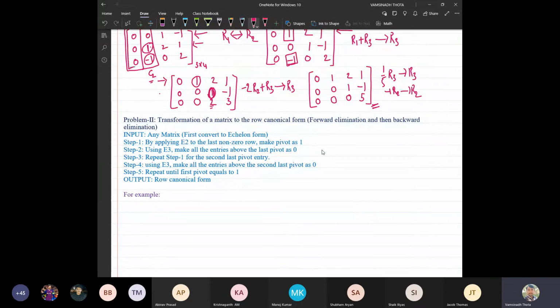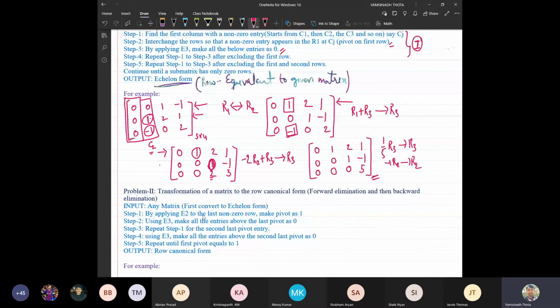And then after converting to the echelon form, we have to start this procedure. Okay. Now what is this? For better understanding, I'm continuing with the same example. Suppose this is the matrix given to us for problem 2, and it is asked to transform it to the row canonical form. Then what do you have to do?